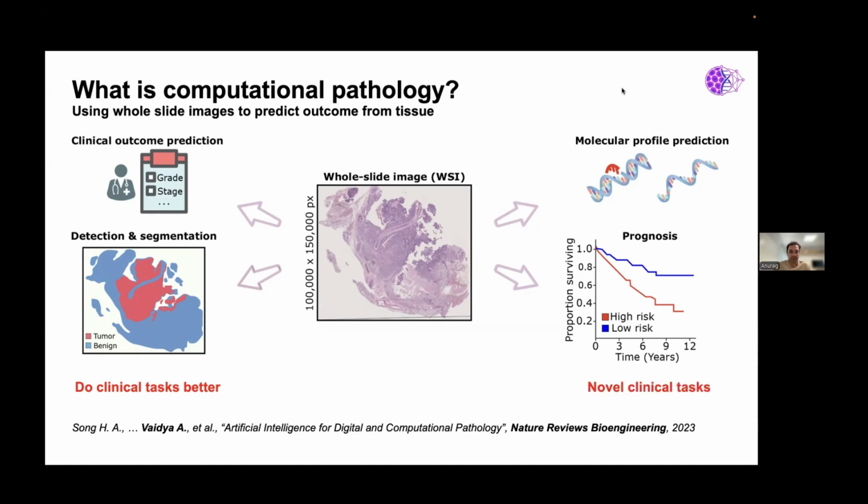But they can also allow us to do some novel clinical tasks, which we rely on different tests for. For example, we can predict alterations to the molecular profile, or we can predict the prognosis of patients, which is not currently done in a very quantitative way and rather a subjective prediction.